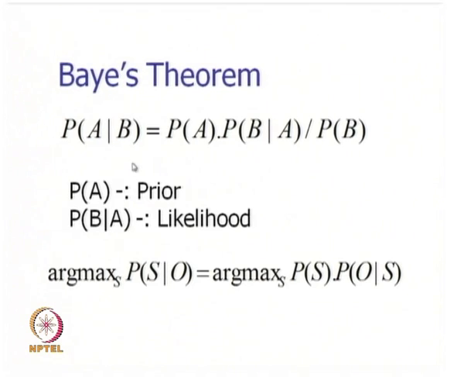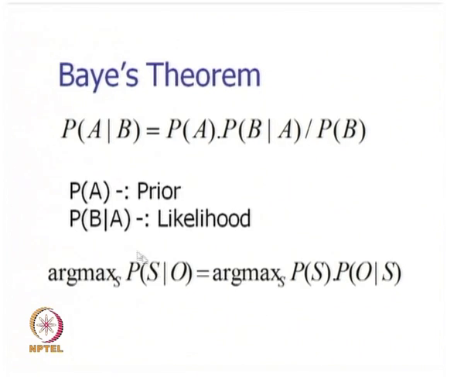Bayes theorem states that P(A given B), where A and B are random variables, is equal to P(A) into P(B given A) divided by P(B). So, this is the way a probability value is turned around, P(A given B) to P(B given A), but it is multiplied by P(A) and divided by P(B). So, P(A) is called the prior probability, P(B given A) is called the likelihood.